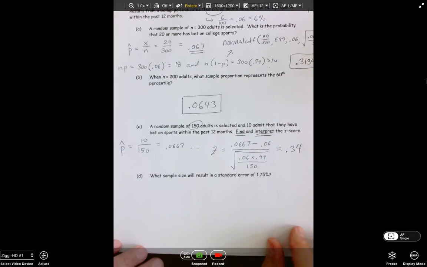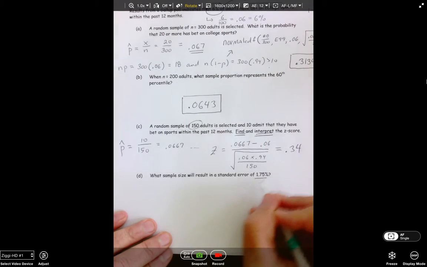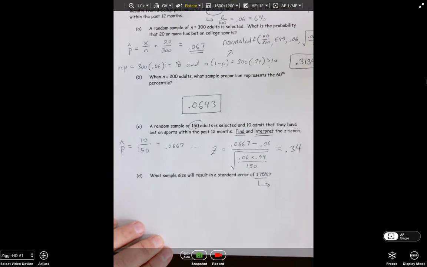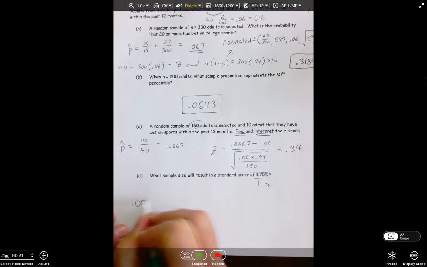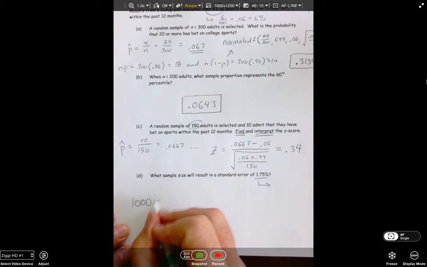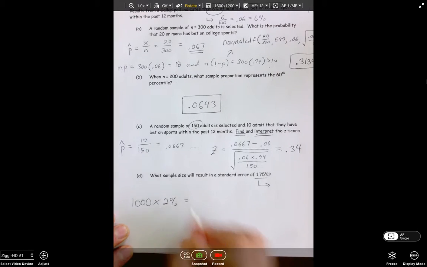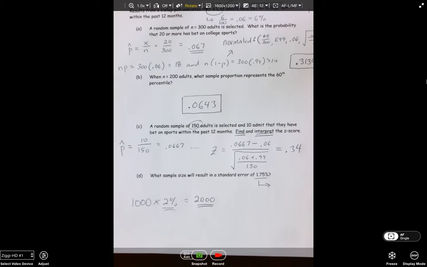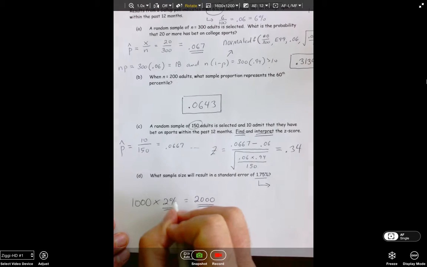All right, what sample size will result in a standard error of 1.75%? Well, guys, the first thing you've got to realize is never do math with a percentage. If you do math with a percentage, you're going to look stupid. If you go down and invest $1,000 at your local bank and they tell you they're going to give you 2%, and you do math with a percentage, and you go down there a year later and you're saying, okay, give me my check for $2,000 interest, you're going to look stupid.